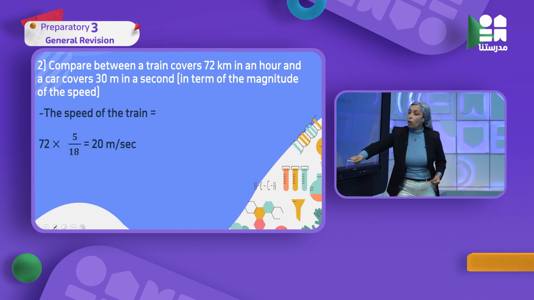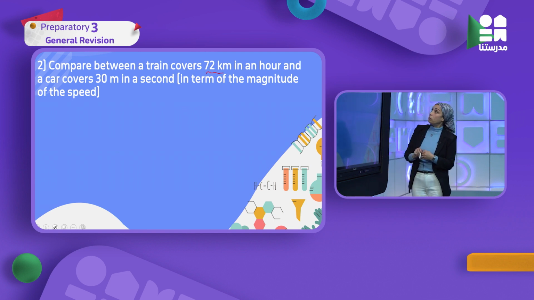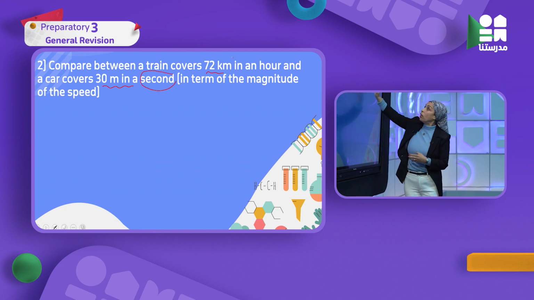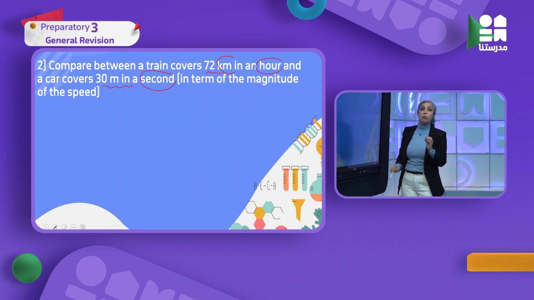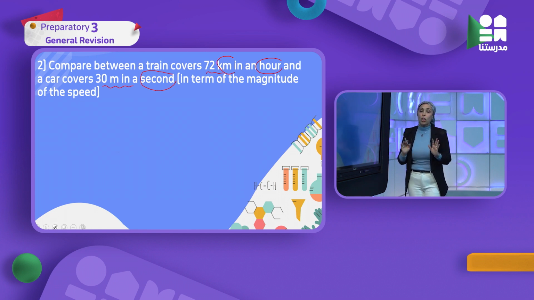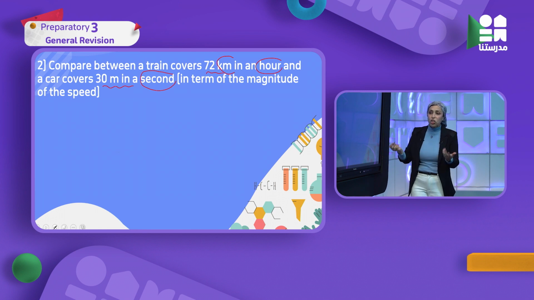Here, compare between a train covering 72 kilometers in an hour and a car moving 30 meters in a second. Here the difference is meters per second and kilometers per hour. I said before, he's telling me to compare. Can I compare two speeds with different units? No, of course not. So I have to change one of them to the other so I can easily compare between them. Which one is easier?